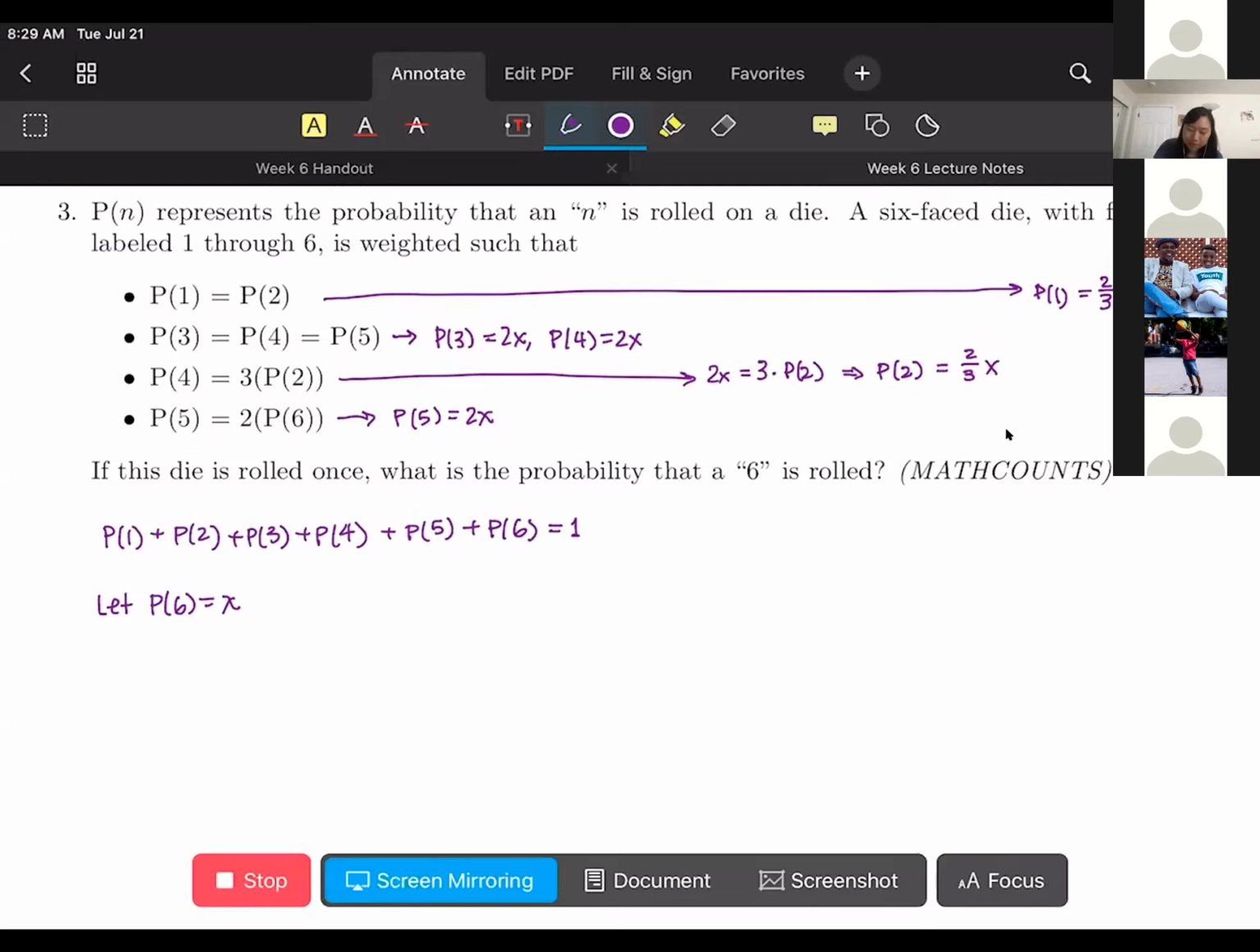Cool. So now we can plug into this equation. So we have P1 plus P2 plus P3 plus P4 plus P5 plus P6 equals 1. Now we've written everything in terms of X. So P1 equals 2/3 X, P2 equals 2/3 X, P3 equals 2X, P4 equals 2X, P5 equals 2X, and P6 equals X.